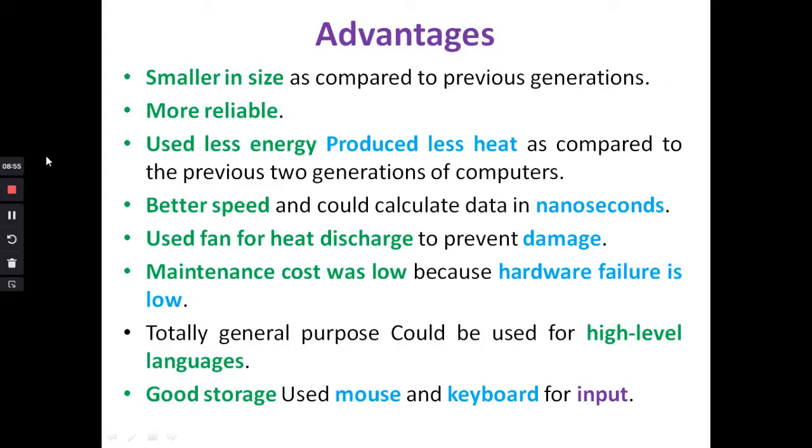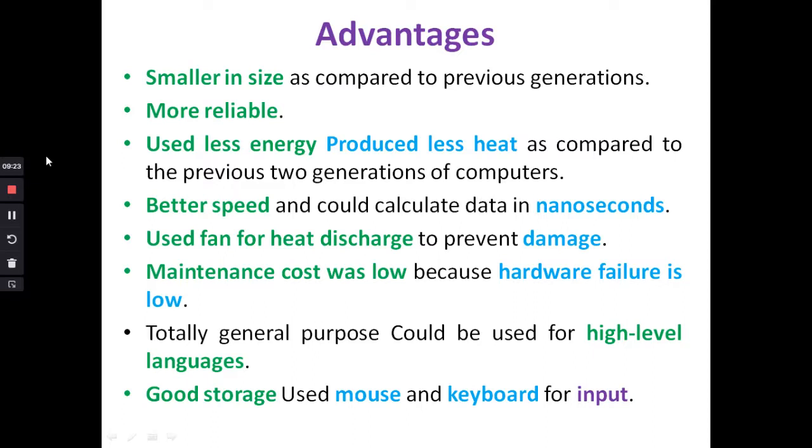Now, smaller in size, why? Because a lot of transistors have been combined together, so it is smaller in size. This is more reliable, uses less energy. The energy has been reduced step by step, from first generation to second generation, second to third. Now the speed of calculation is only nanoseconds. Fans are used for heat discharge to prevent damage. Just fans are required to remove the heat from the machine.